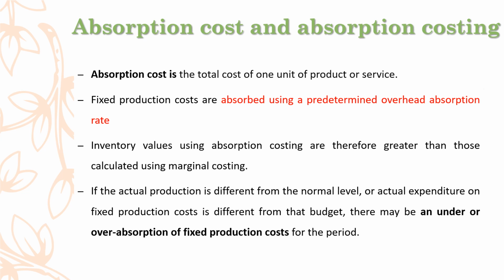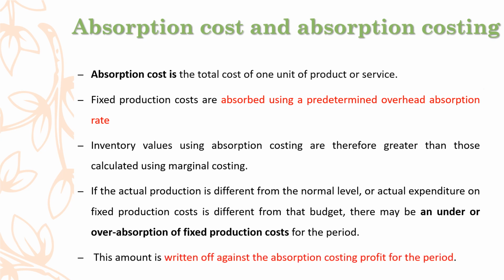If the actual production is different from the normal level or the actual expenditure on fixed production is different from the budgeted, then there may be an under or over absorption of fixed production cost for the period.